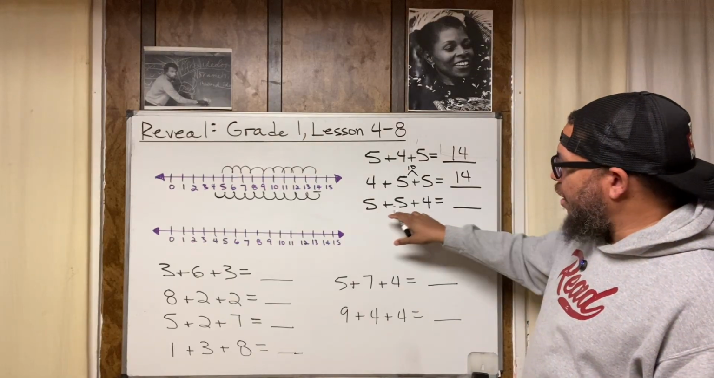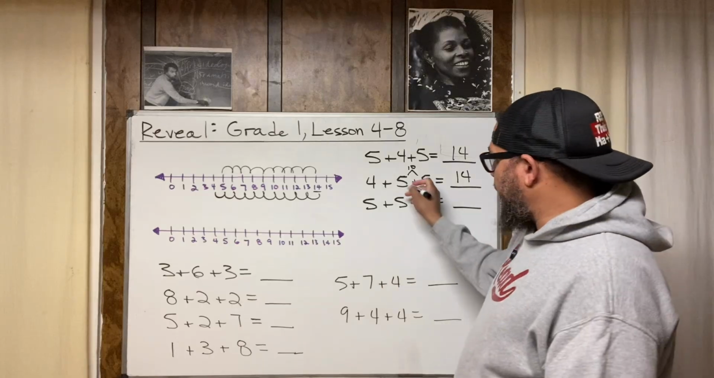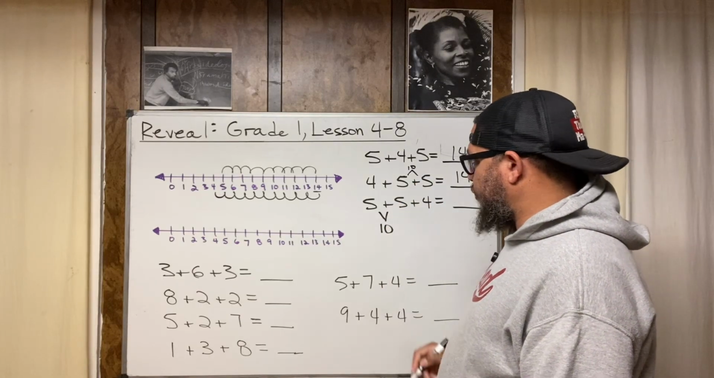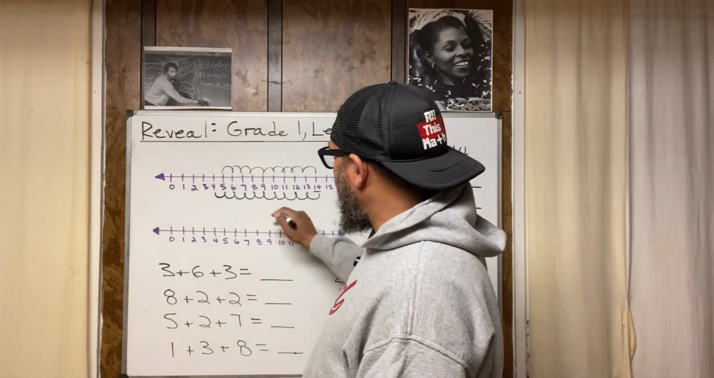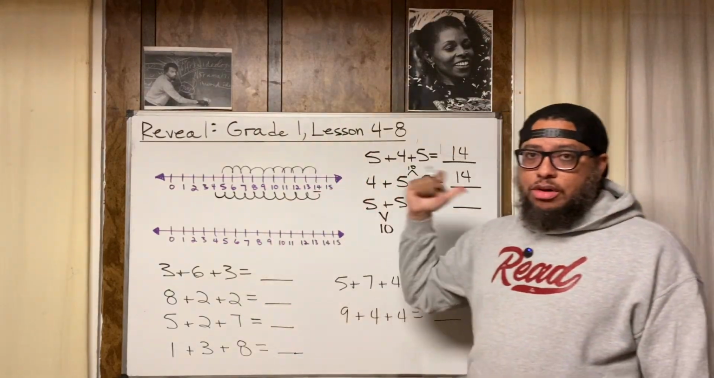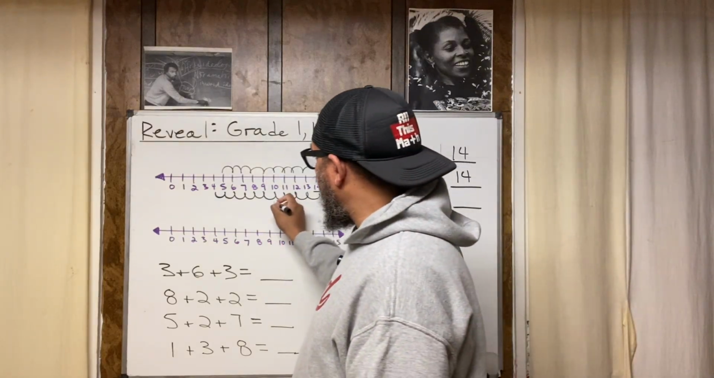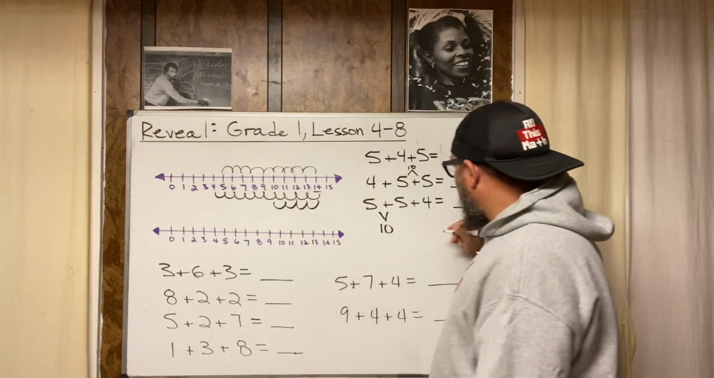And then last, we got 5 plus 5 plus 4. Now 5 and 5, that's a double, just like it was up here. So 5 and 5 is 10. Now we got 10 plus 4, right? So what if I go to this same number line up here with the 10, and then I'm adding, so I'm going to the right. Whenever you add, you move right on the number line. So I start at 10, and then I go 1, 2, 3, 4. I still end up with 14.